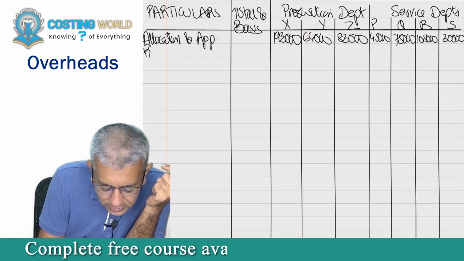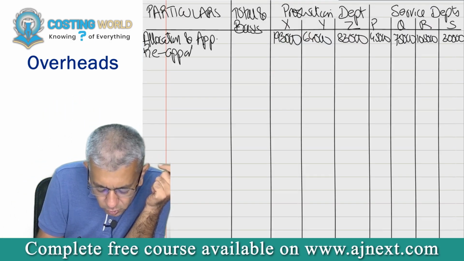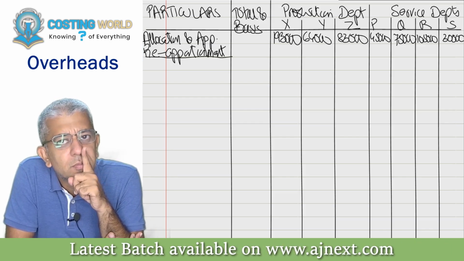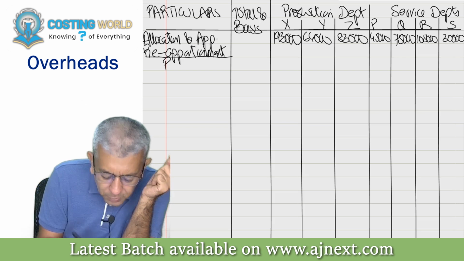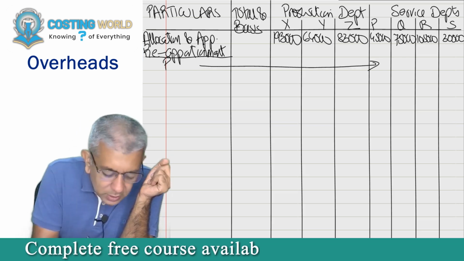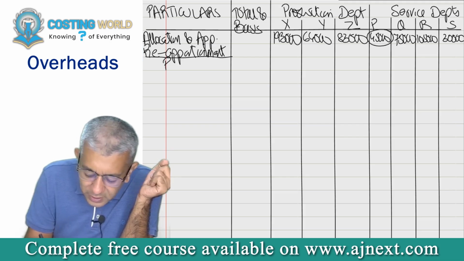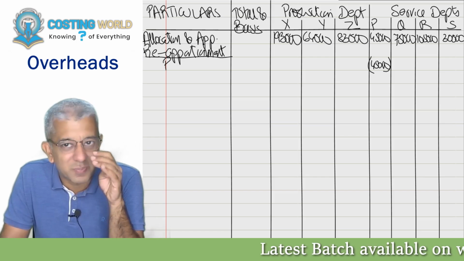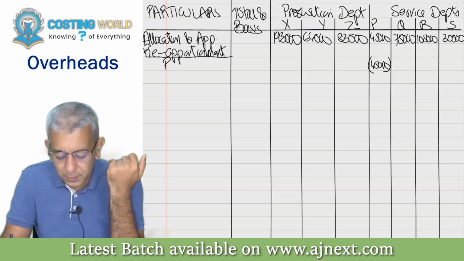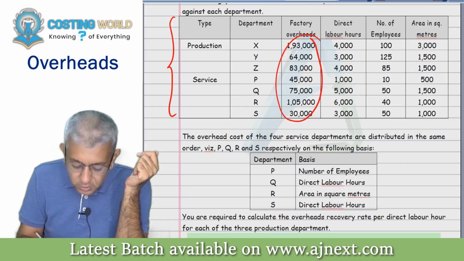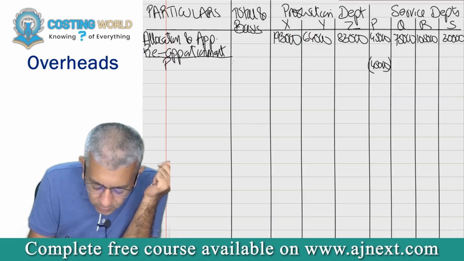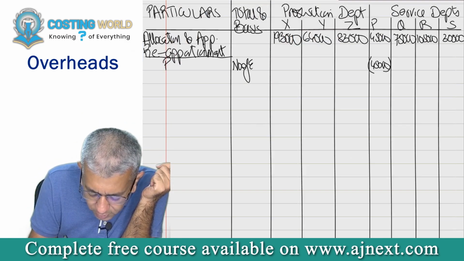What we have to be doing is nothing but reapportionment. So in this particular case, first you have to do reapportionment of which particular department? P. So therefore we write down P over here. Against P, what is the total expense of P? 45,000. This 45,000 we have to subtract from here because we have to charge it to the other departments. In what ratio? That ratio they will give. So P you divide in the ratio of number of employees. Now I write down over here, number of employees.